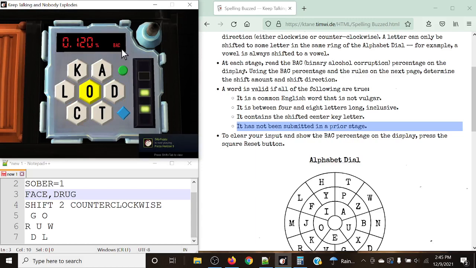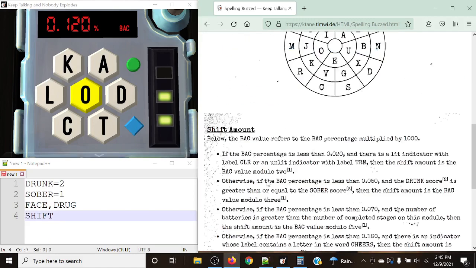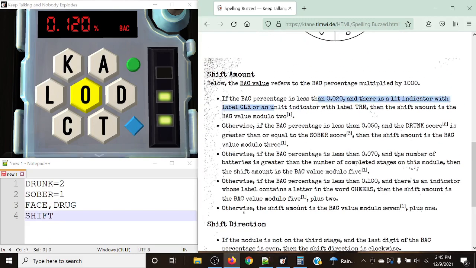Now we're going to get one more BAC, which is rather quite large, so let's see what we get this time. We need to figure out what we shift. If the BAC percentage is less than 0.02, nope. Less than 0.05, nope. Less than 0.07, no. Less than 0.1, no, it actually is not. So it's going to be simply what we got beforehand.